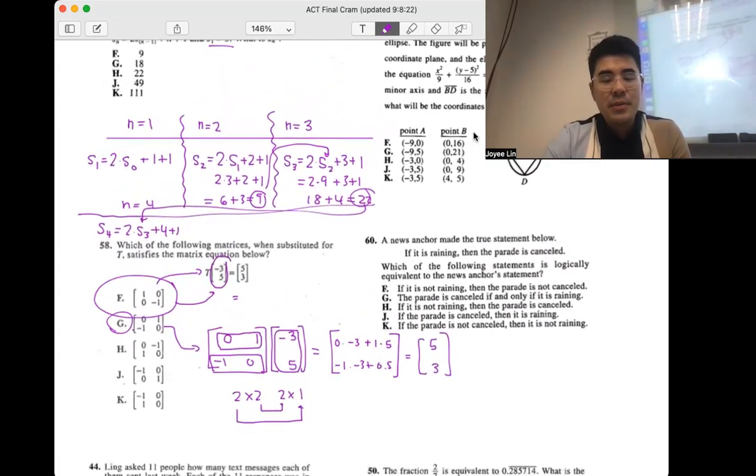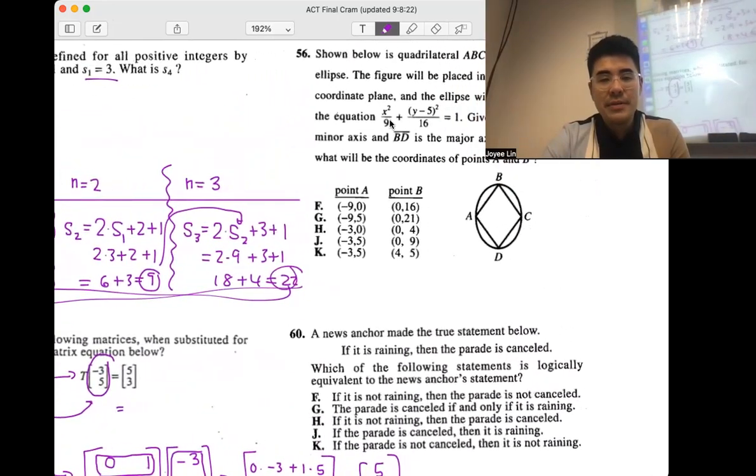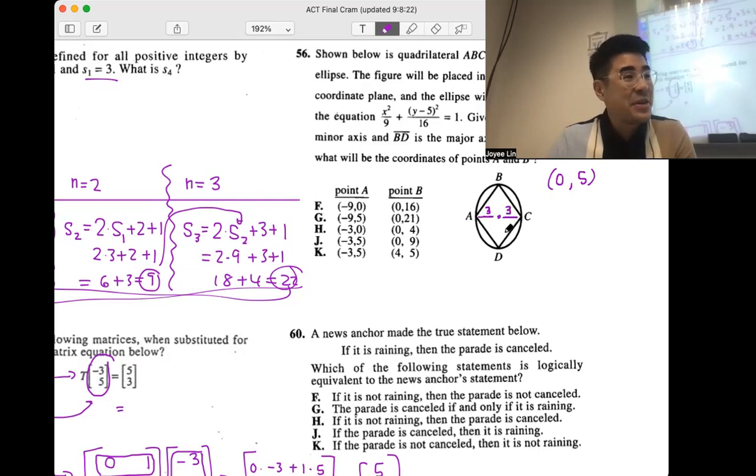For this one, we just got to remember what the ellipse equation tells us, right? So what's the center of this ellipse? 0, 5, right? Opposite signs. What does this 9 tell us? It goes 3 to the left and 3 to the right. So the whole axis is 6, right? The whole axis is 6. Up and down, how much? 4 each way, right? So the major axis is 8 units long.